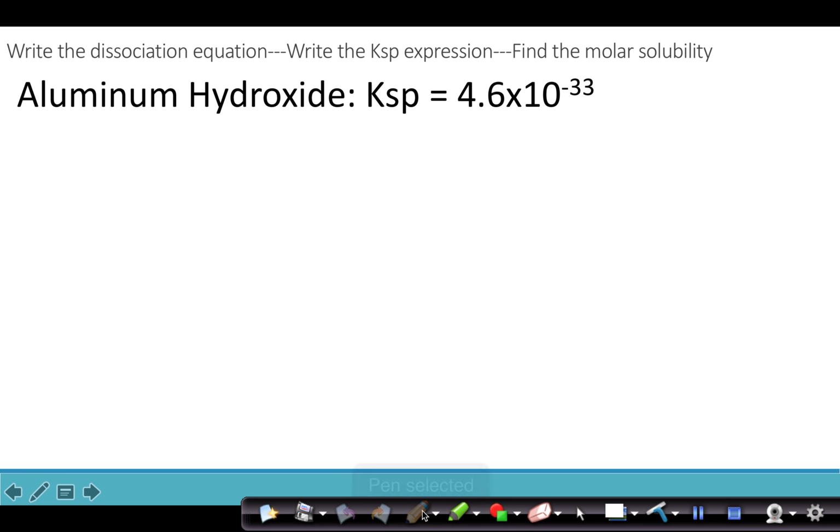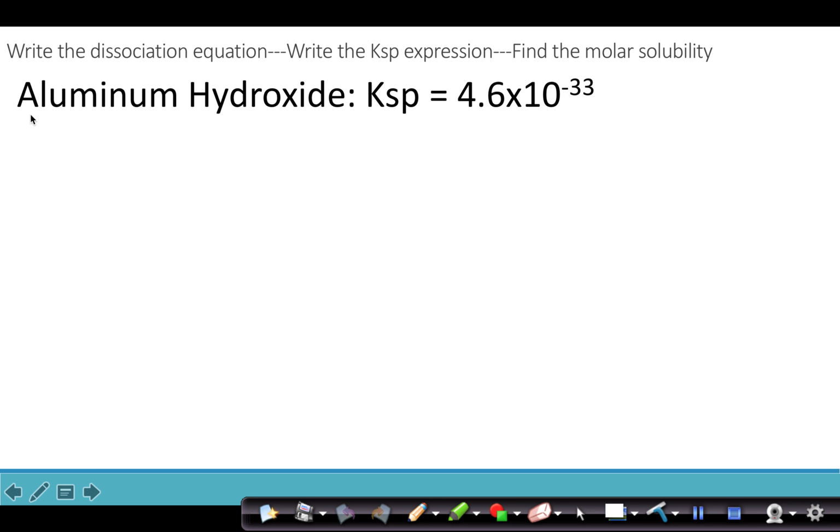So the last video that I put up, we were just introducing Ksp a little bit, and so this video is going to have a couple of practice problems and some of the things you might have to do for Ksp. Remember, talking about Ksp, we're talking about things that are very slightly soluble, that they really only dissolve to a very small degree. Some of the things you might have to do, you might have to find a formula, you might have to write the dissociation equation, find the Ksp expression, and using the Ksp, find what's called the molar solubility. So I'm just going to get this one started here.